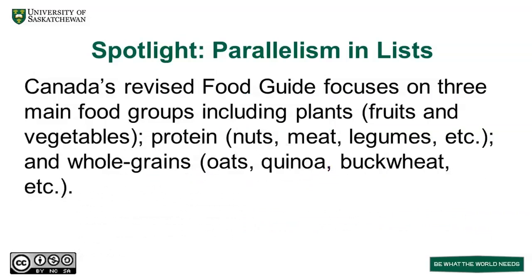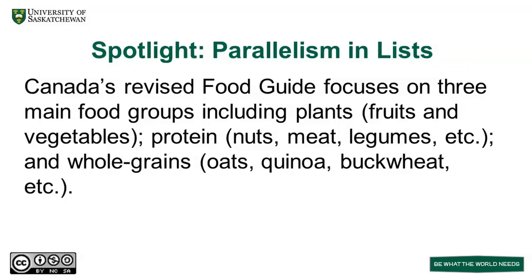So this might be somewhat familiar to you if you have explored the handbook for our writing retreat. But here we just have an example of how we can make use of parallelism in lists. Because often in academic writing, we are creating complex lists. And so we want to ensure that this information is going to be presented according to parallel structures. So here is our little list. Canada's Revised Food Guide focuses on 3 main food groups, including plants (fruits and vegetables), protein (nuts, meat, legumes, etc.), and whole grains (oats, quinoa, buckwheat, etc.).